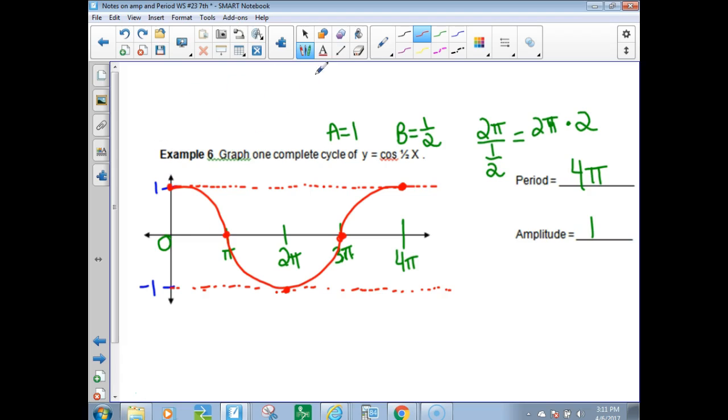All right, let's label the points: 0, 1, pi, 0, 2 pi. I like it better when it's not so crowded, don't you? 2 pi, negative 1, 3 pi, 0, and 4 pi, 1.